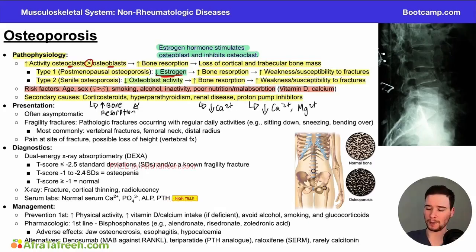And finally, proton pump inhibitors are known to decrease the absorption of calcium and magnesium in the body, which used in the long term can actually increase the risk of osteoporosis for patients.